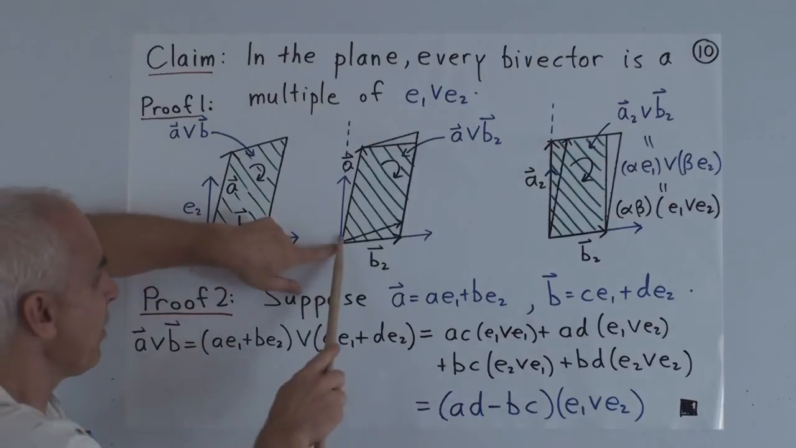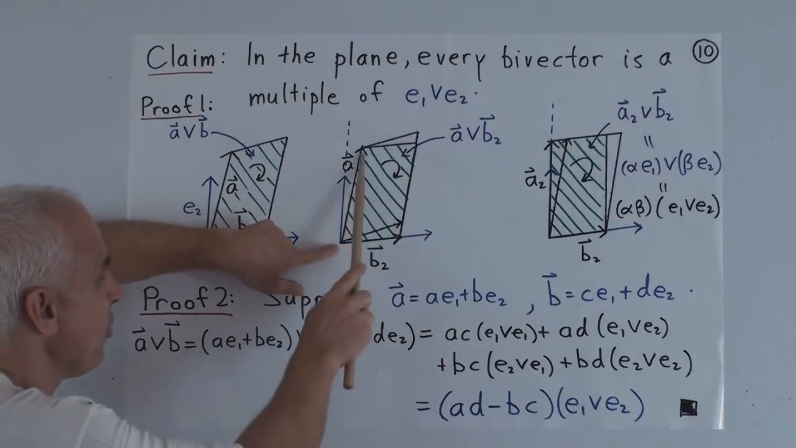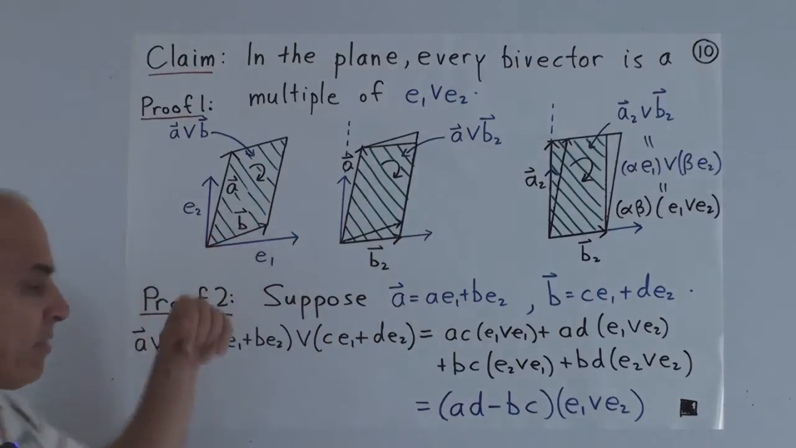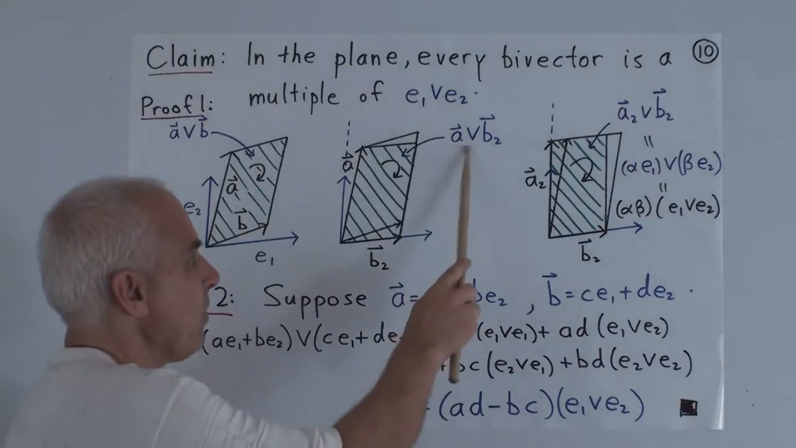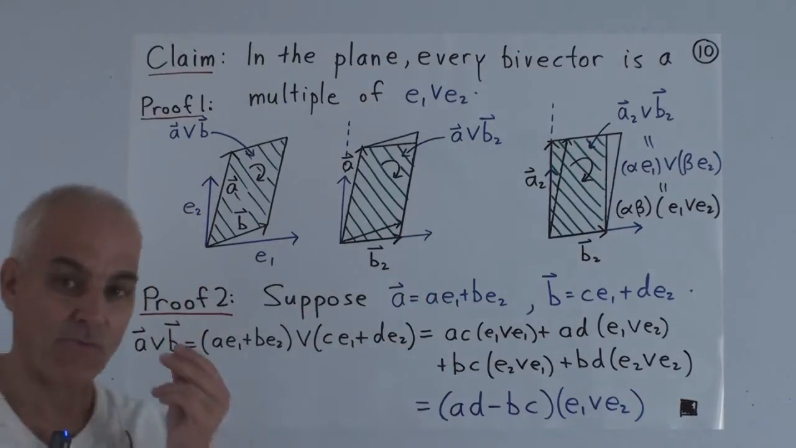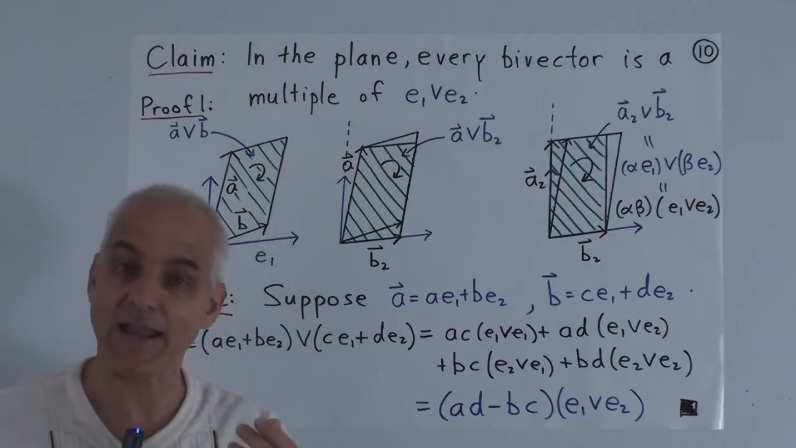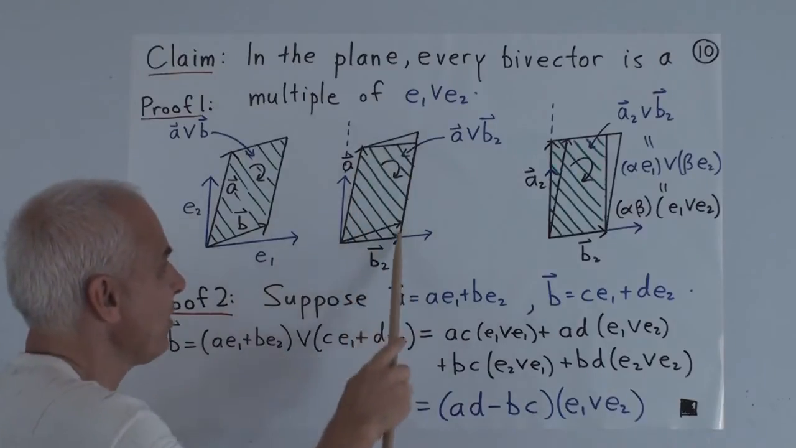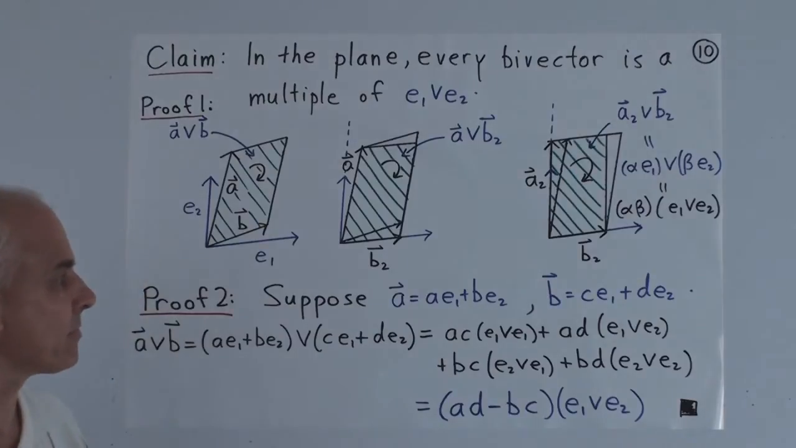Okay? So there was our old bivector, and here is our new bivector, obtained by replacing B with B plus a multiple of A. So that's now A wedge B2. But one of our rules for bivectors is that this does not change the bivector, because we're adding a multiple of A to B. So this bivector represents the same as this bivector.